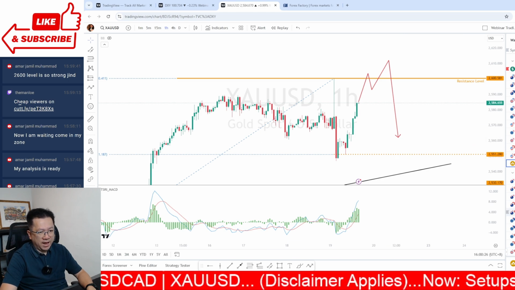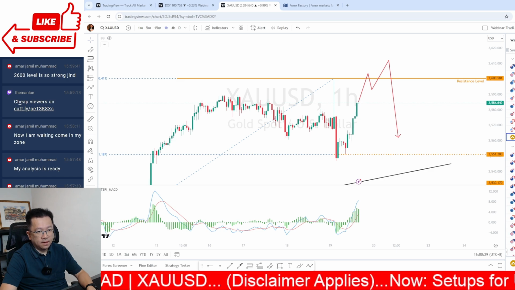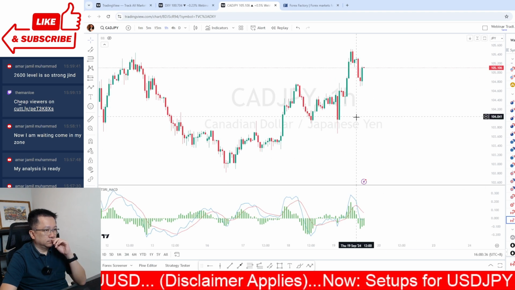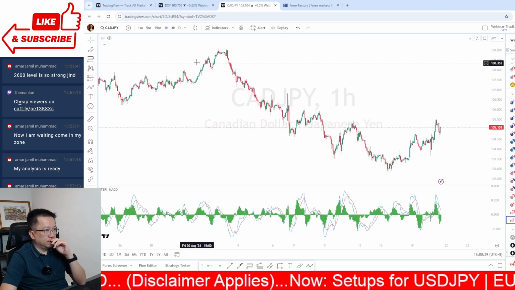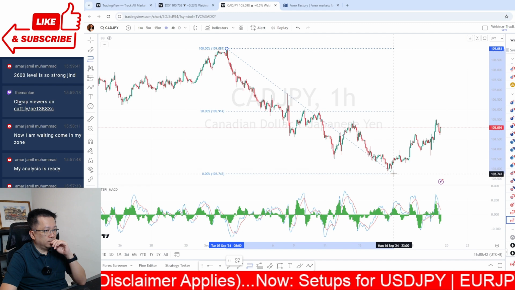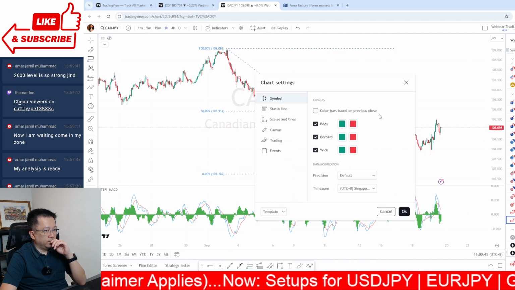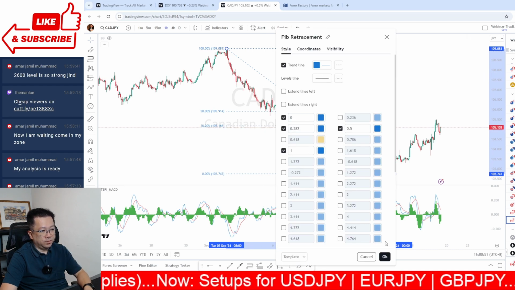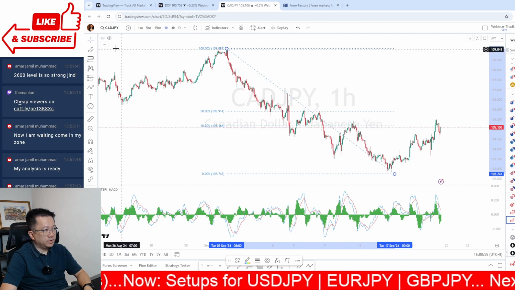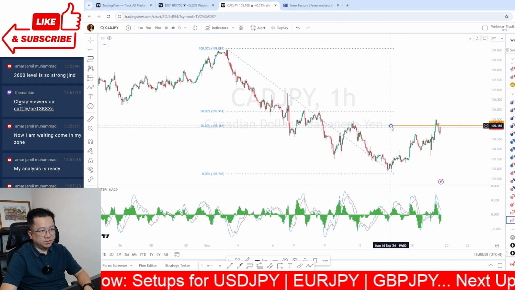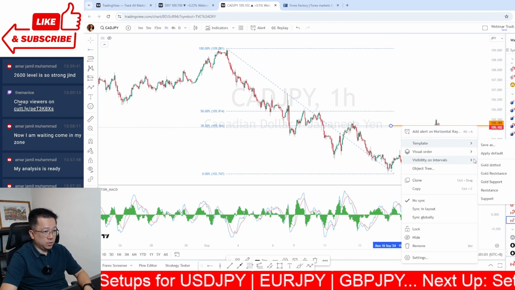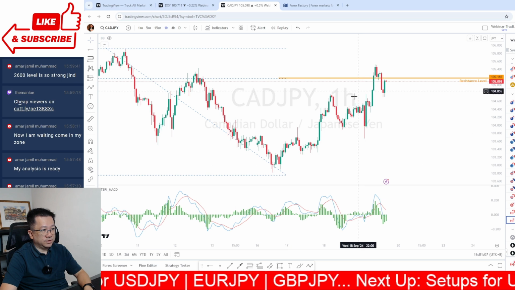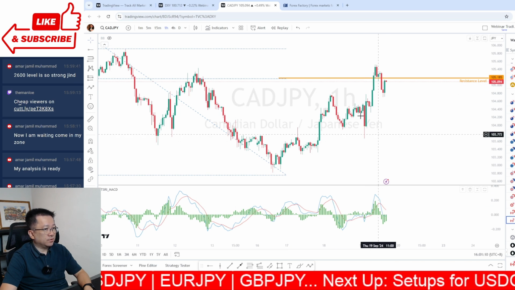Now on to CAD yen. Where is it? Okay, here. CAD yen. Big move. That's the big move with the 38.2. Yes. I remember again we're thinking that CAD could come significantly to the downside. So it tested, it's rejected, that seems to be crossing down.